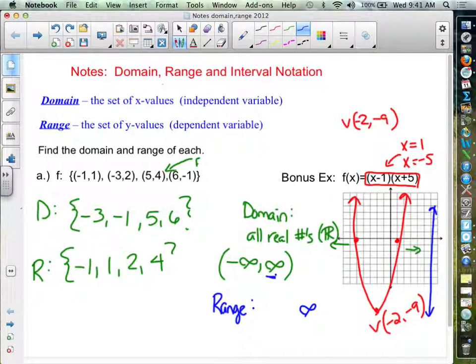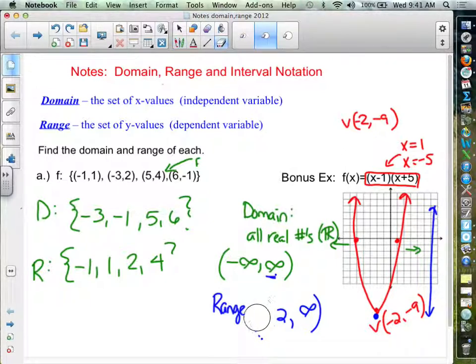But how far down it goes is -2, and it actually touches that point -2. So it goes from -2 to infinity. Infinity we said would be a parentheses for the notation because it never actually reaches infinity. But my graph does touch -2, so I can't put a parentheses on this other side because it does touch -2. So we need something different to notate that it actually equals -2. So instead of parentheses, we're going to use a bracket.